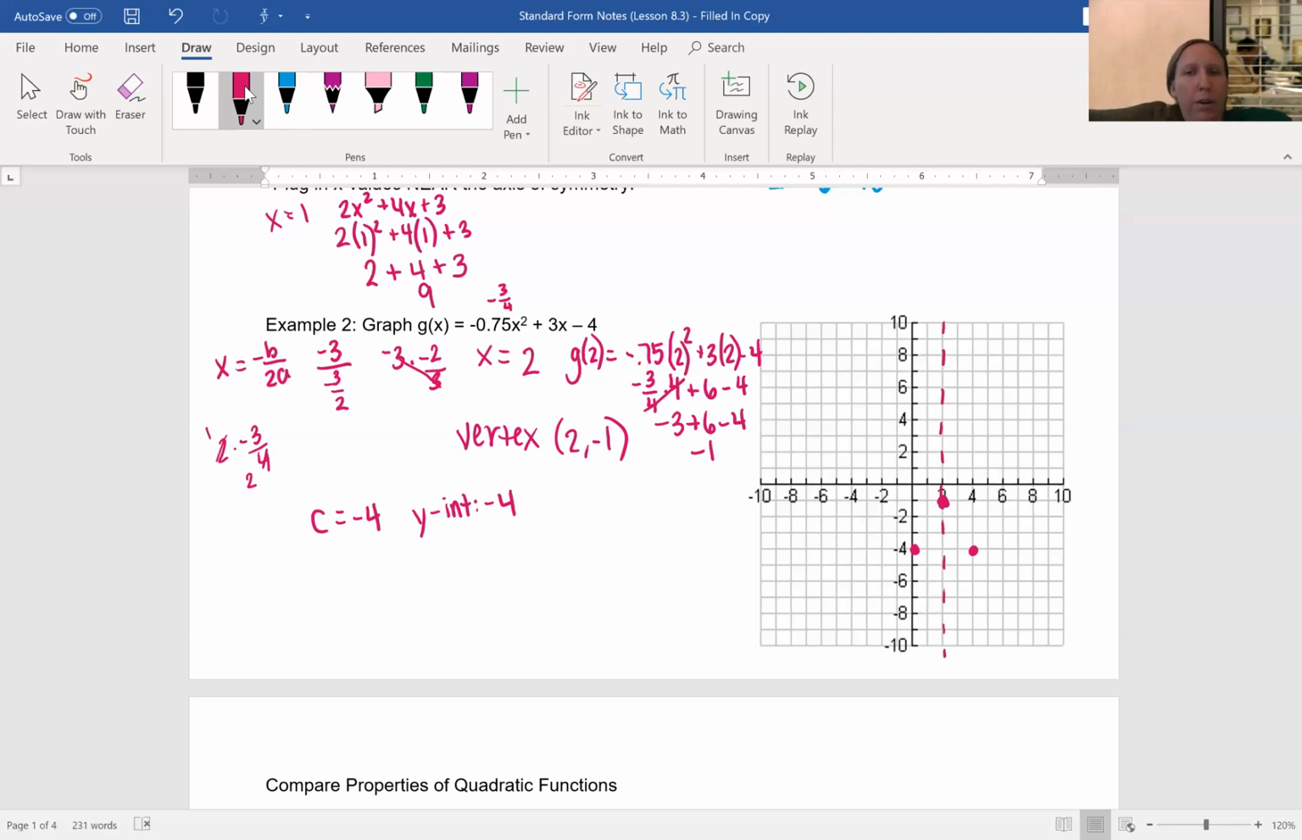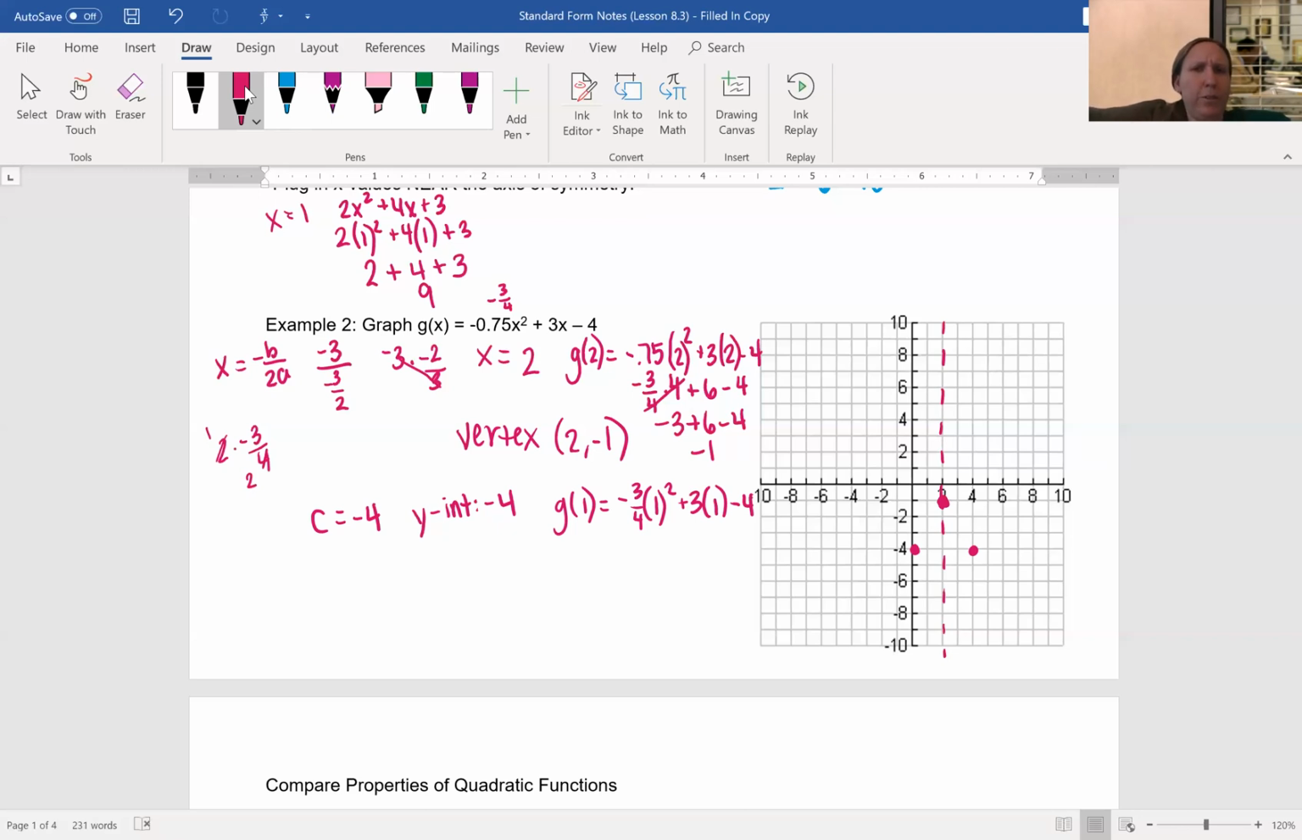Okay, and we need a couple other points. Now, they're not going to work out nicely, but we can still do our best and estimate here. I'm thinking let's plug in 1. If I have a choice of 1 versus 3, I like to plug in 1. So we have g of 1 is -3/4 times 1 squared plus 3 times 1 minus 4. Okay, remember it's kind of like you can ignore those 1s because it's just going to be itself.